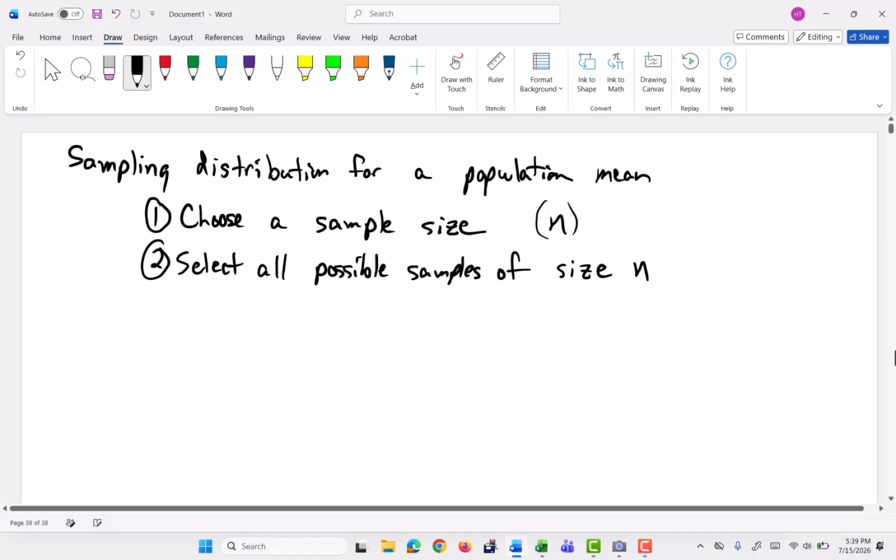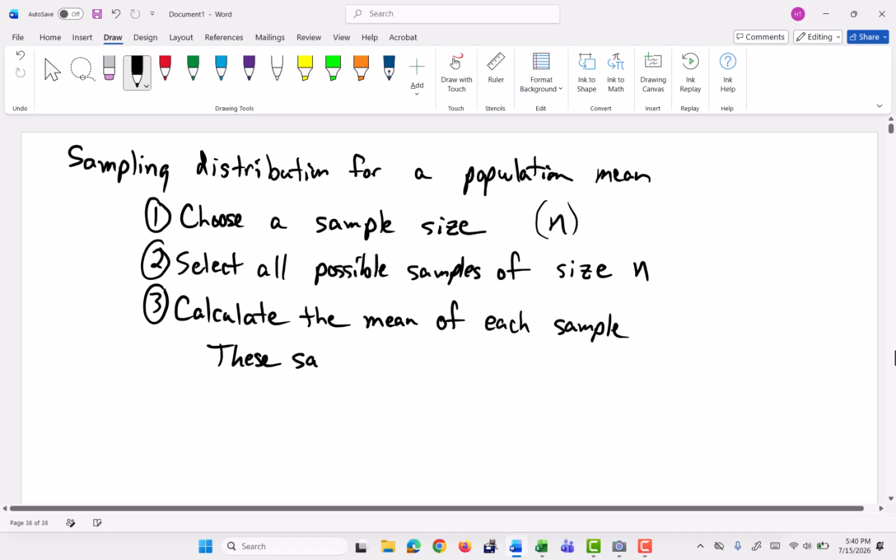Now this is done with replacement. So that means that items can be in more than one sample. In fact, by definition, there will be two samples that are the same except for one item being different. We calculate the mean of each sample. And these sample means are the elements of the sampling distribution.